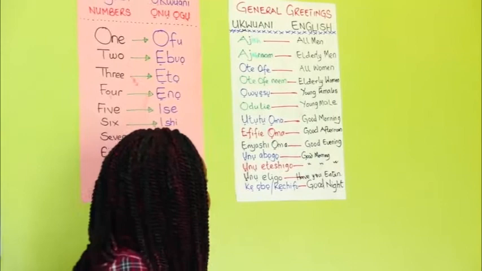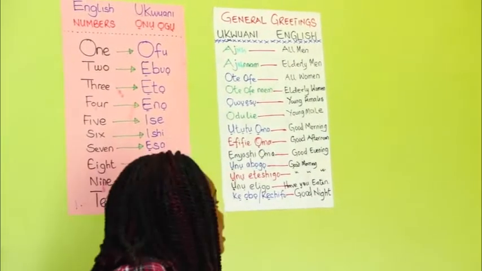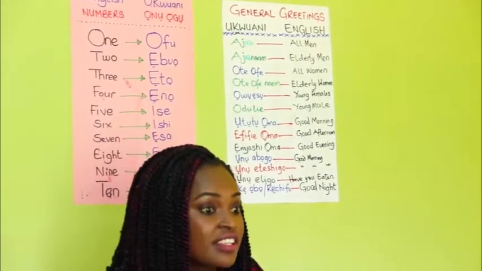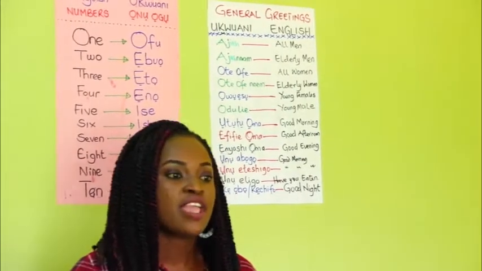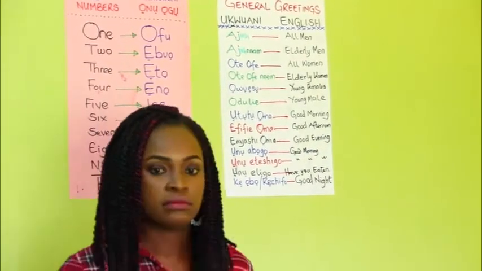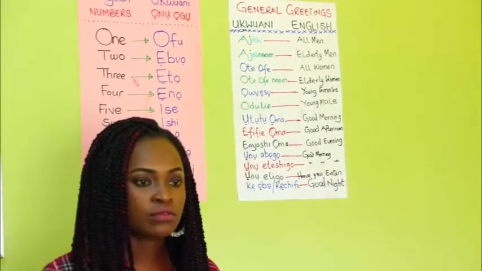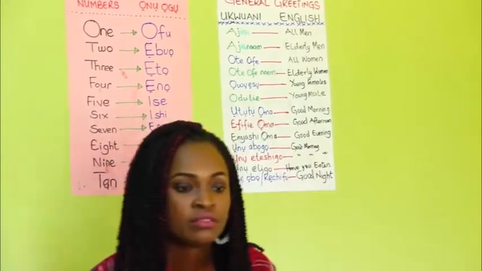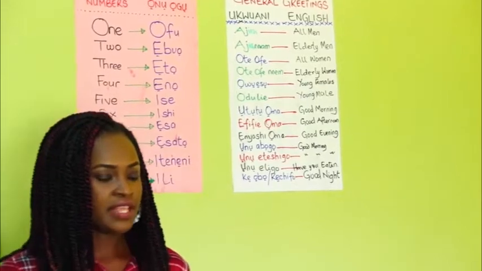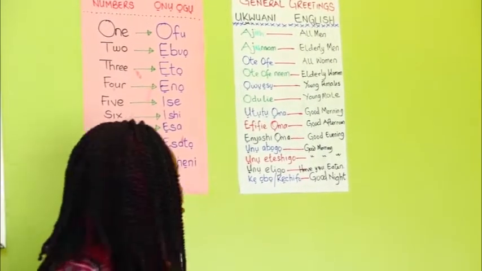Now let's go to other greetings like good morning, good afternoon, good evening, how are you doing, have you eaten, good night. Let's do that today. Now, in the morning, in English, what do you greet? Good morning. But there's a way we greet in Ukwuani language. You greet Otutoma. Good morning in Ukwuani language is Otutoma. Say it again. Otutoma. Good afternoon, we greet Efifioma. Good afternoon in Ukwuani language is what? Efifioma. Very good, that's perfect.